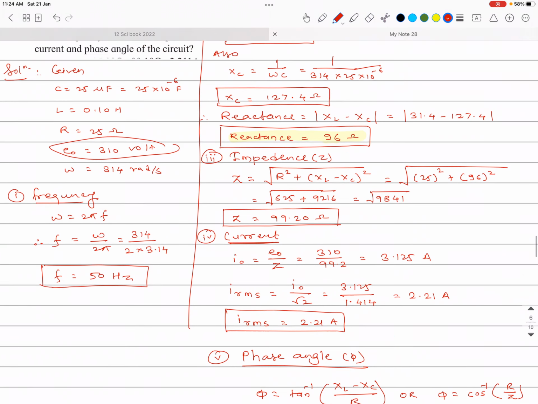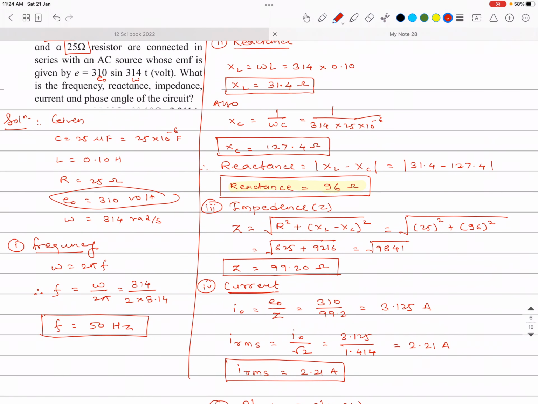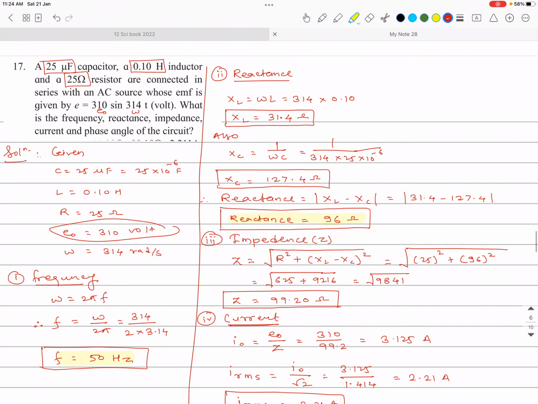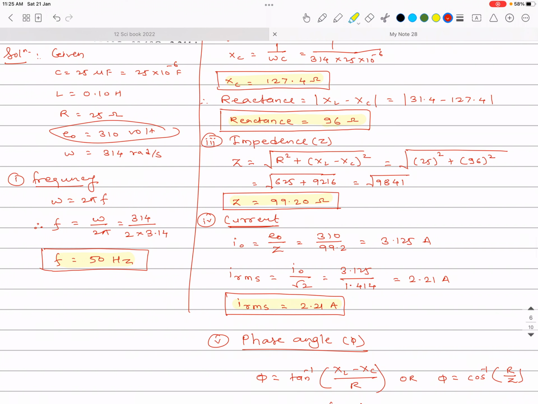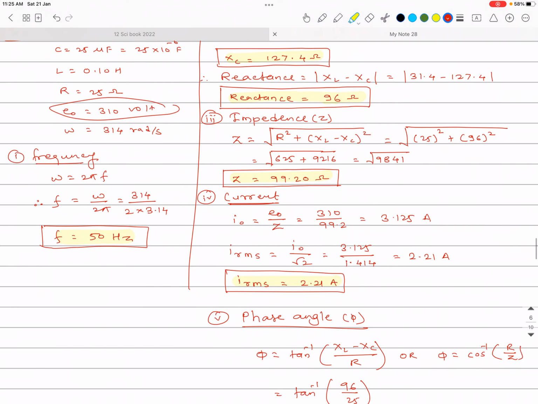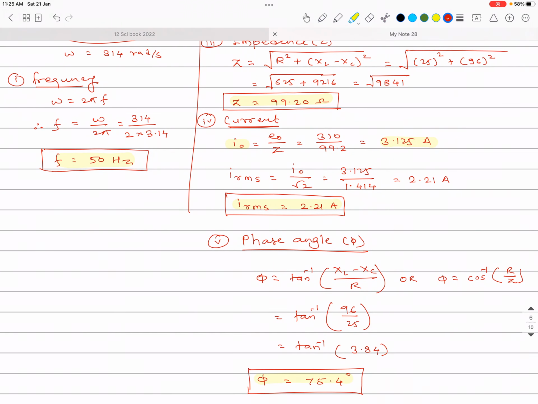So here we find out everything. First we find out frequency, which is coming 50 Hertz. Second one we find out reactance, which is coming 96. For that we find out inductive reactance, capacitive reactance. Then we find out impedance. Then we find out RMS value of the current as well as peak value of the current also we obtained here. So this you can see, this is the peak value of the current. The phase angle we get is 75.4 degree.